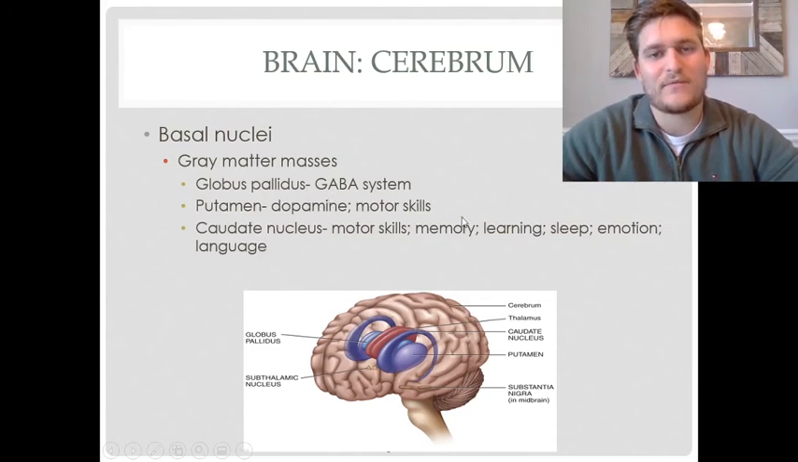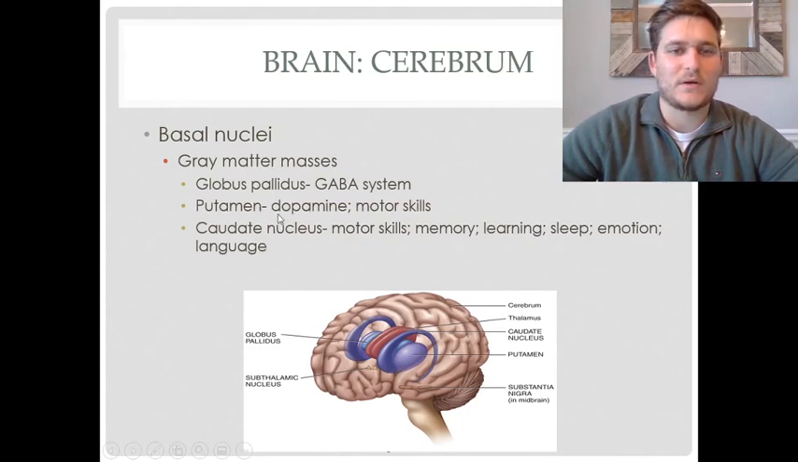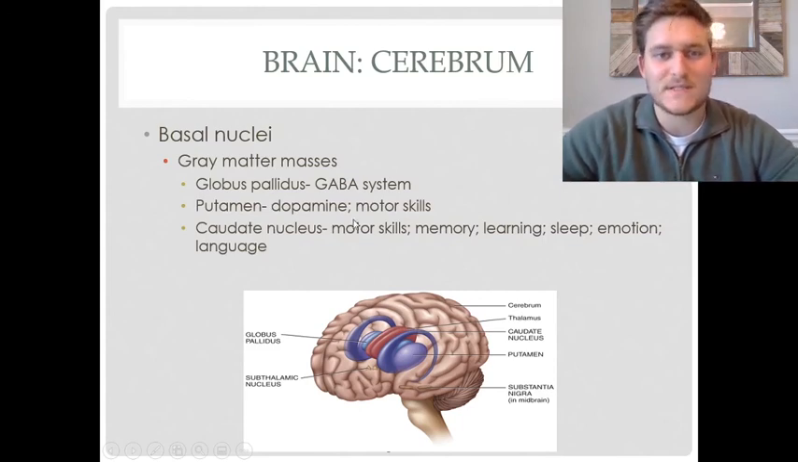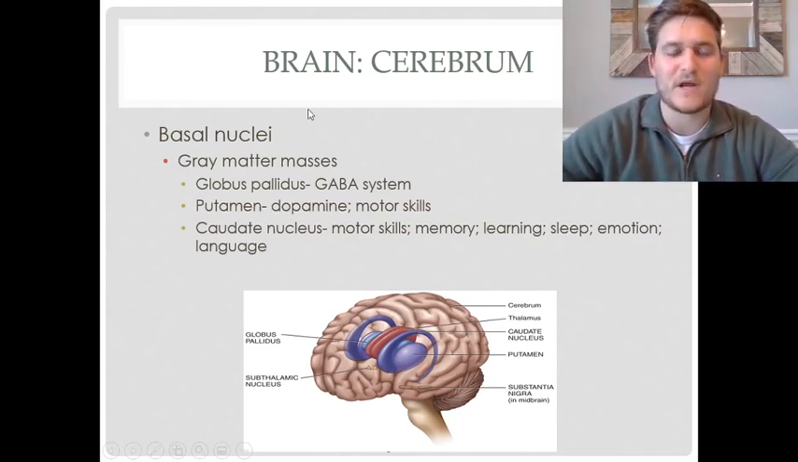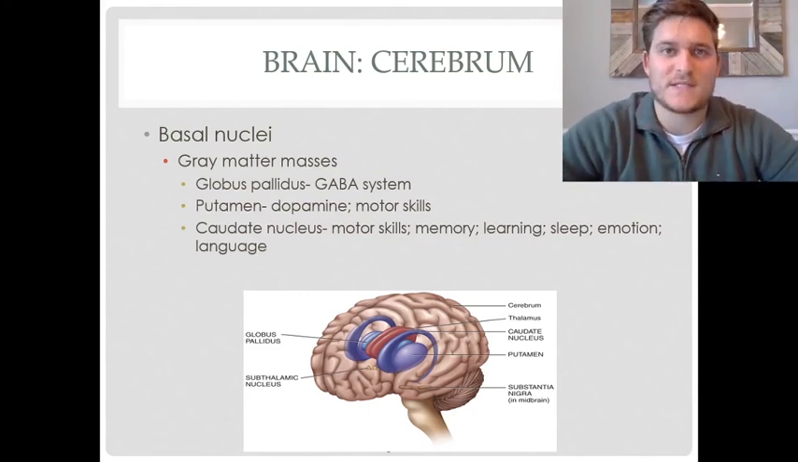We also have things like memory and learning, sleep, emotion, our drive and reward system from dopamine being processed here as well. But this basal nuclei plays a huge role in the movement of our skeletal muscles and in the coordination of movement. So those are all the different sections of the brain.